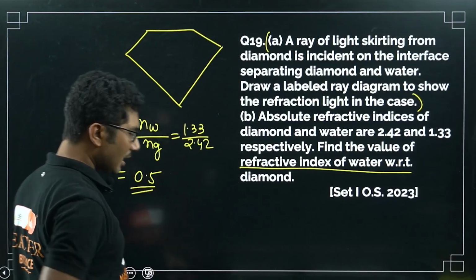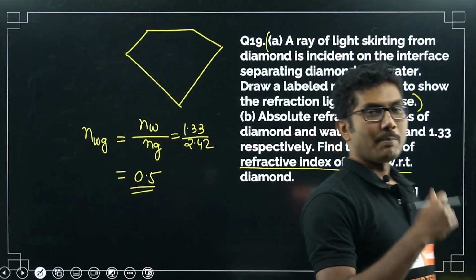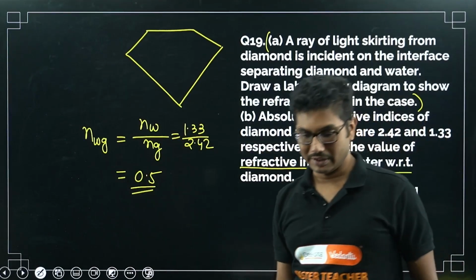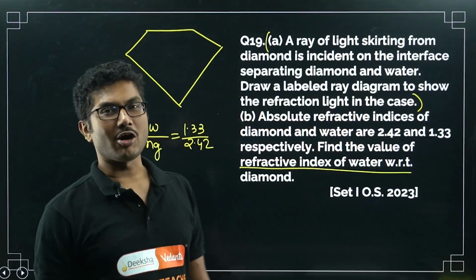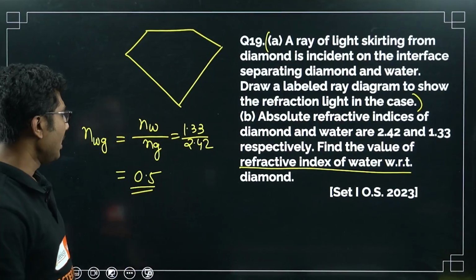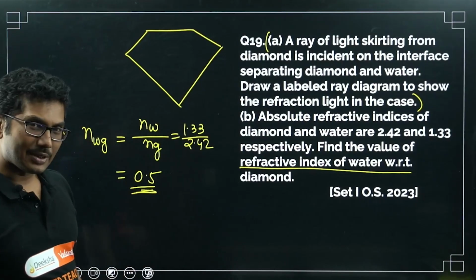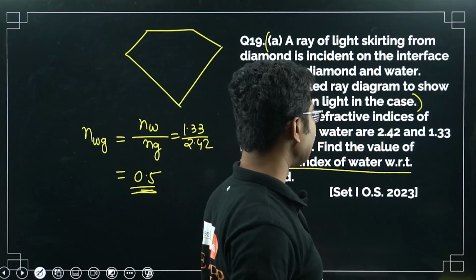So as you can see, refractive index can be less than 1, but this is only relative refractive index. Absolute refractive index cannot be less than 1. Okay, but relative refractive index can be less than 1 based on which two media you are considering.